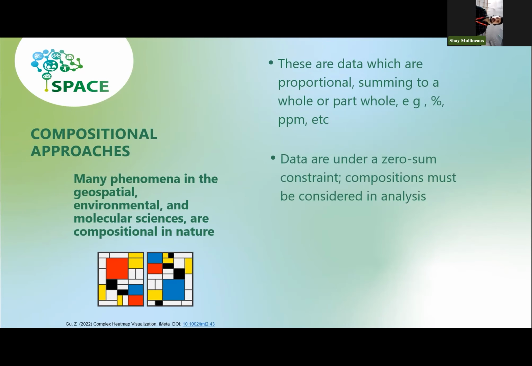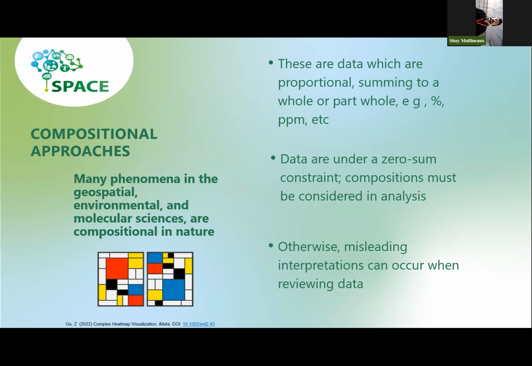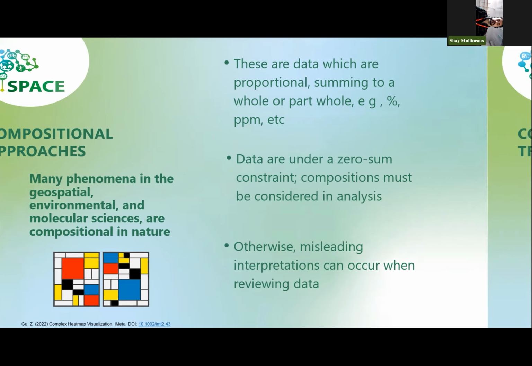So the data, generally speaking, are under a zero-sum constraint. And what this means is that the numbers that you gather in this type of data must be considered as having compositional relationships, so relative information to each other. The reason this is important is because otherwise we may come to misleading interpretations, often caused by co-correlations or co-occurrences that we might see amongst those compositions.